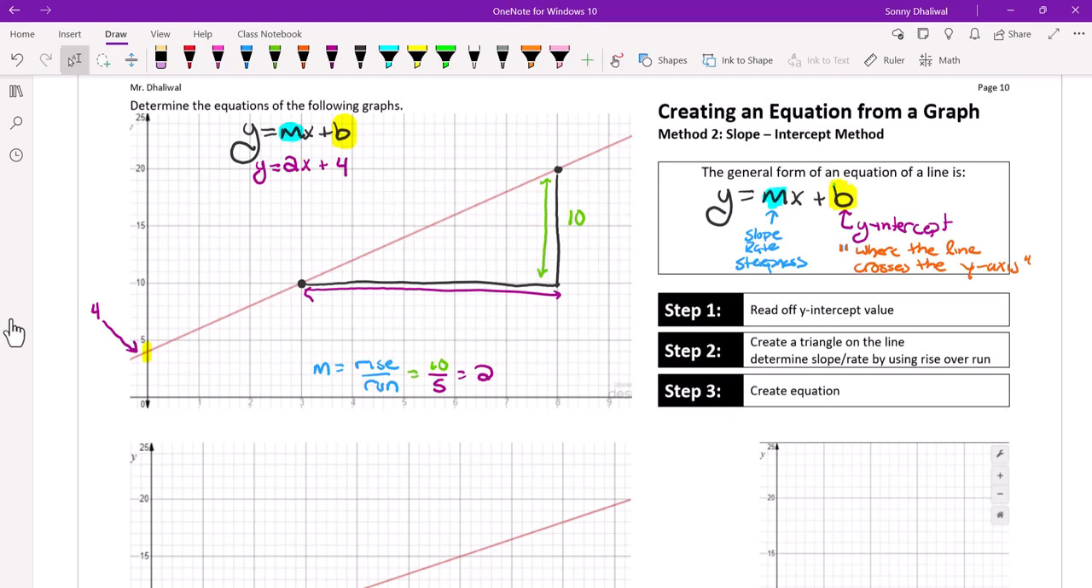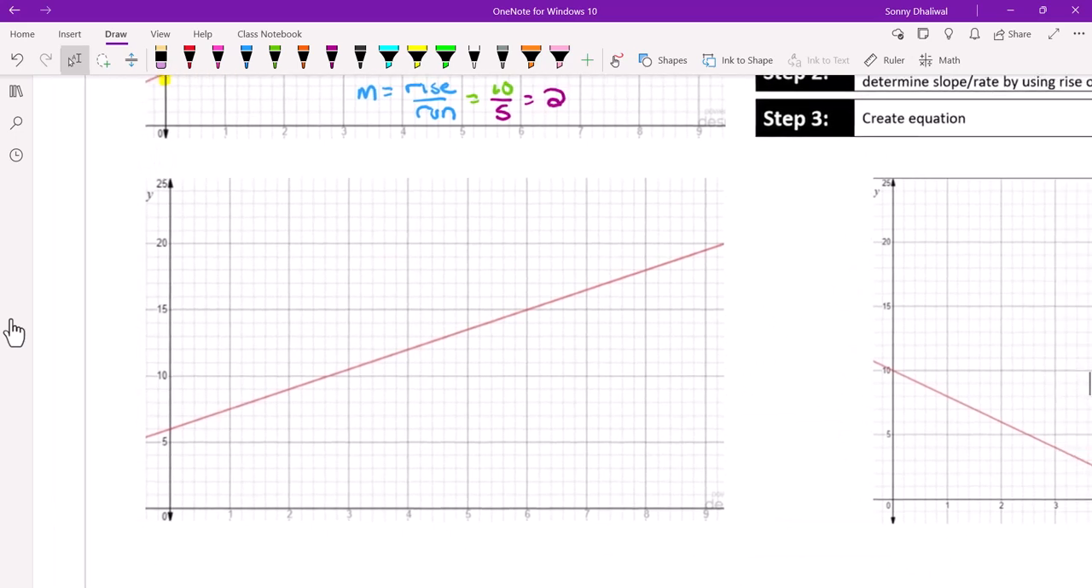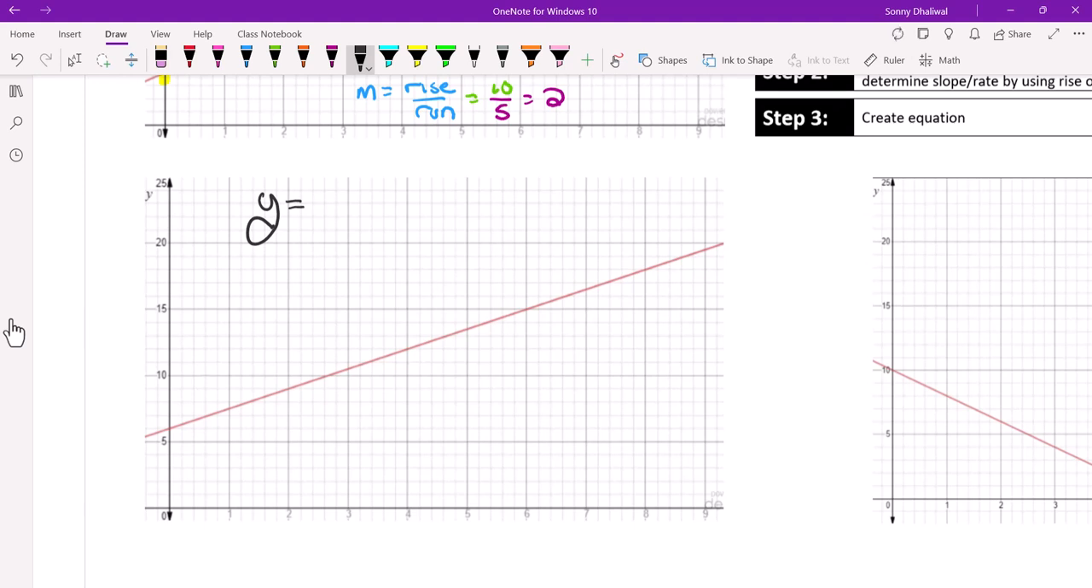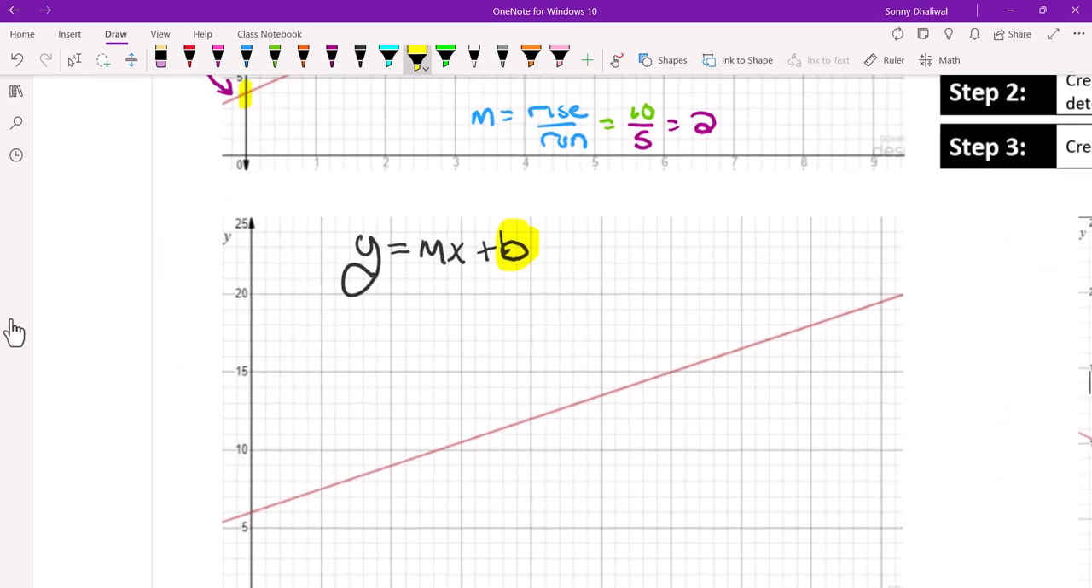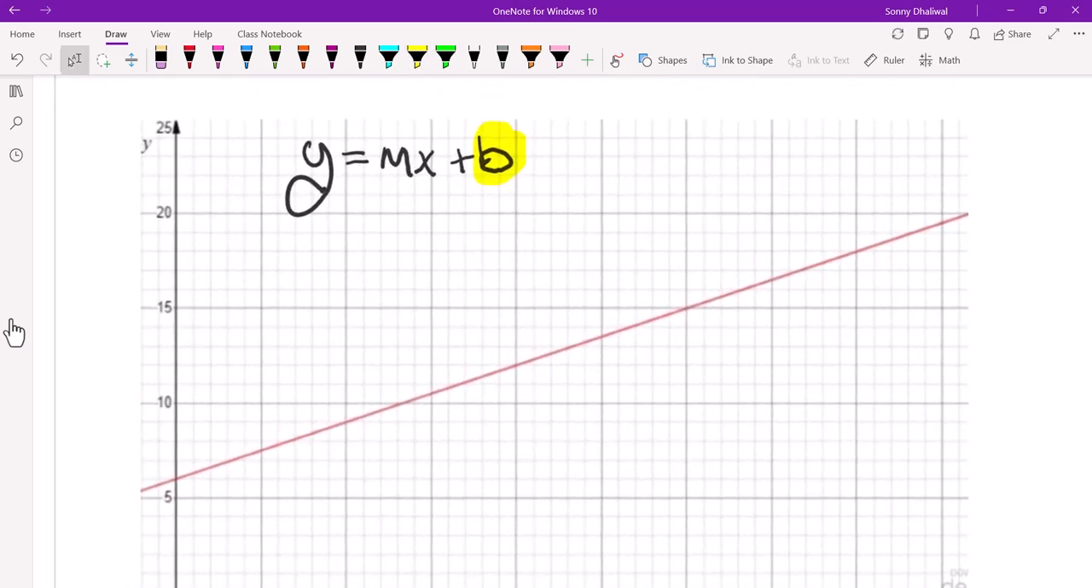All right, but you can just read whatever value. Okay, so let's try this again. Let's go to this one, where you have y is equal to mx plus b. We're going to find our b value first, our y-intercept. For this graph, where does our line cross the y-axis? At what number? 6. It crosses right here. That's at 6. So our b value is 6.